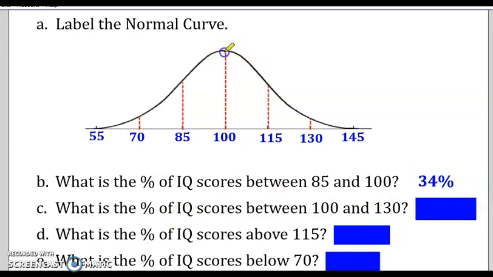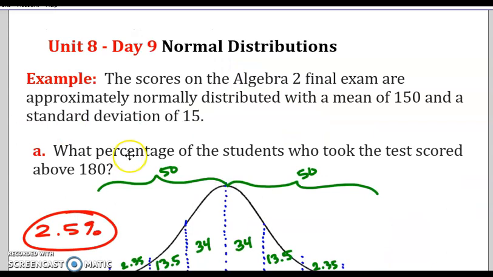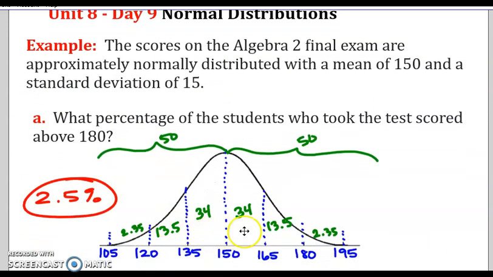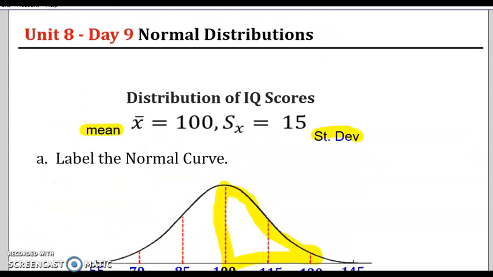Between 100 and 130. So this region right here. I know this is 34, and this, if I'm not mistaken, was 13.5. Add those together, 47.5. And again, I'm just using these percentages right here. So what's in green? Those percentages, even though they're not drawn in there.